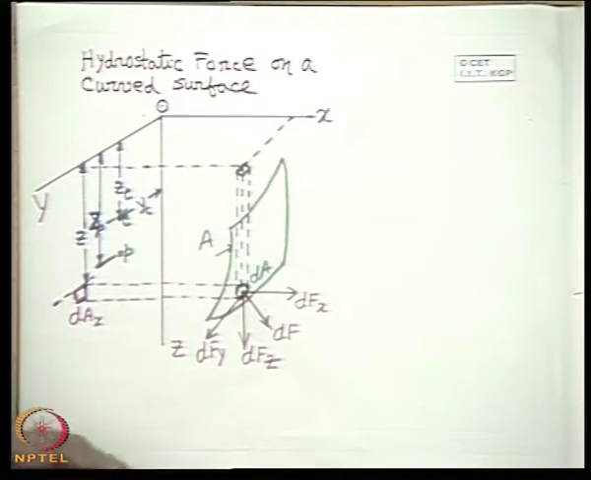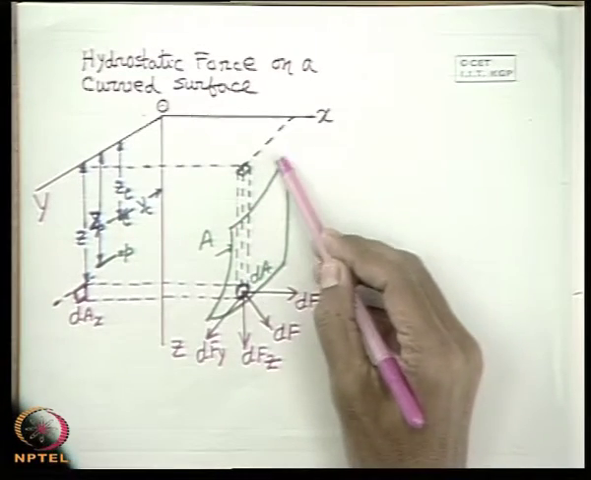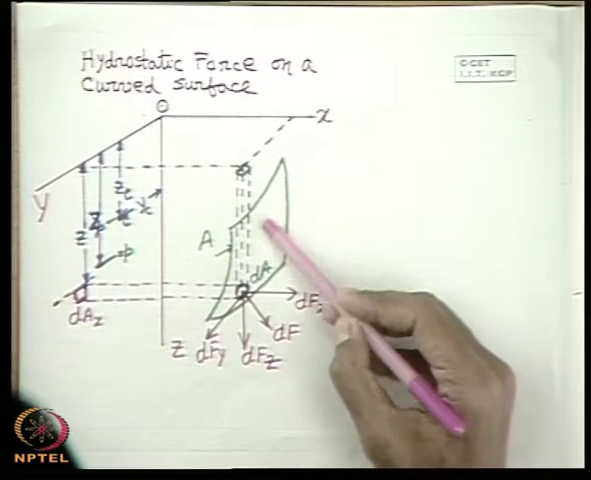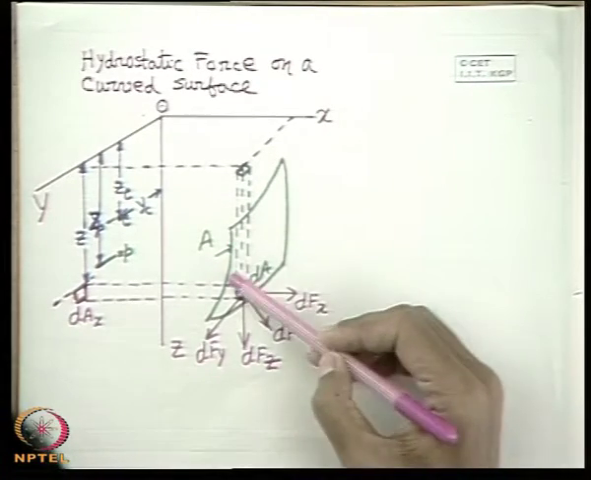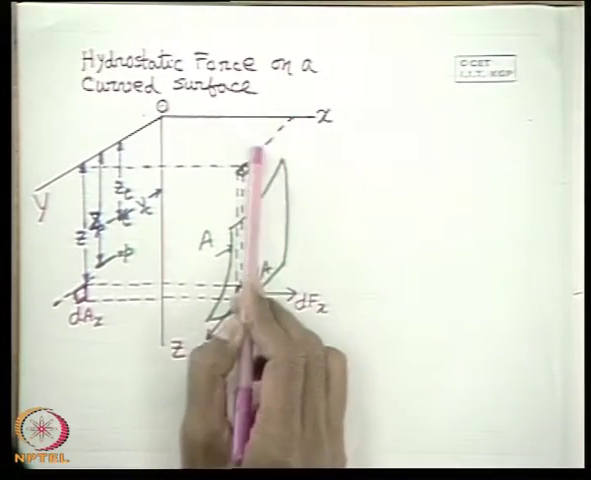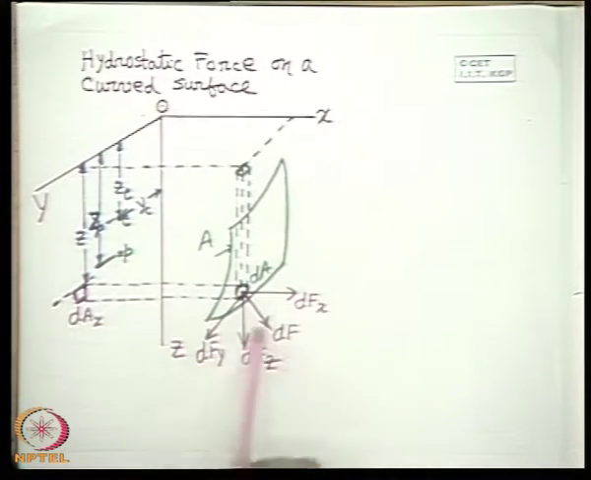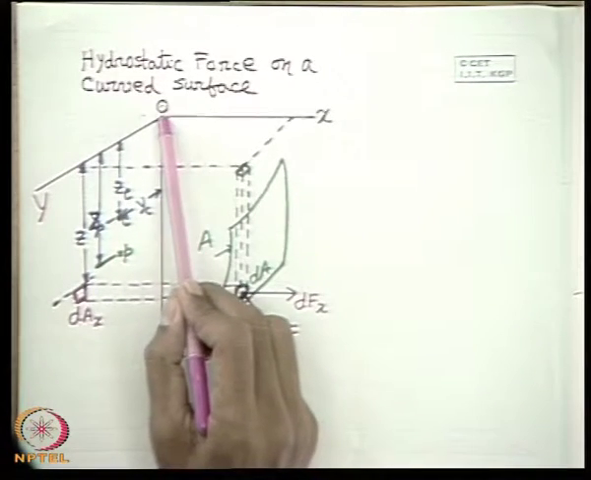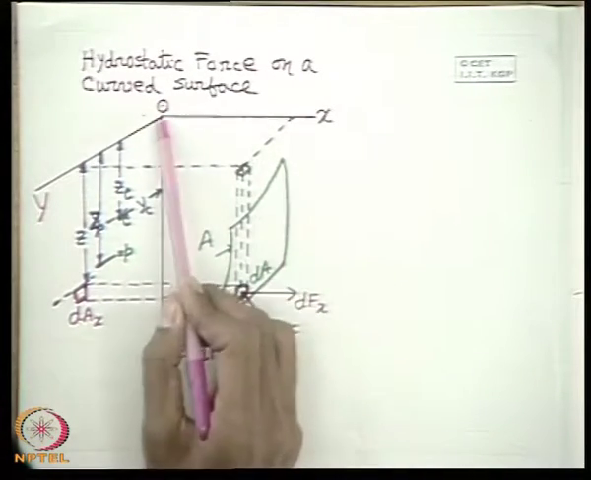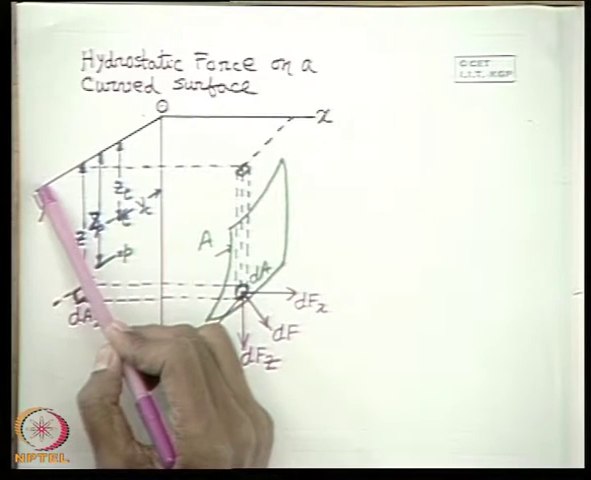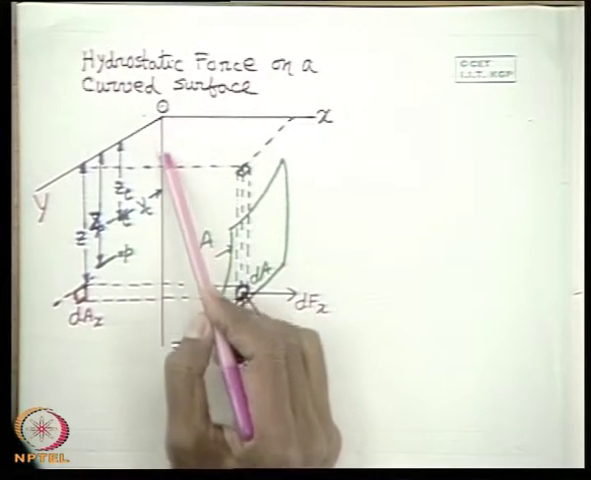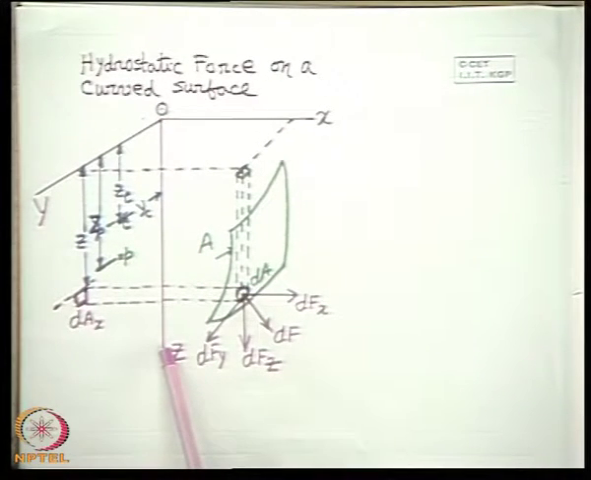Now let us see in general a curved surface, which has curvature in both directions. This general curved surface is immersed in an expanse of fluid whose free surface is this one. In this case we consider a three-dimensional system. Because of the curvature in two directions, we consider the axes OX and OY at the free surface, so the XY coordinate plane is at the free surface, and the OZ axis is taken vertically downward.